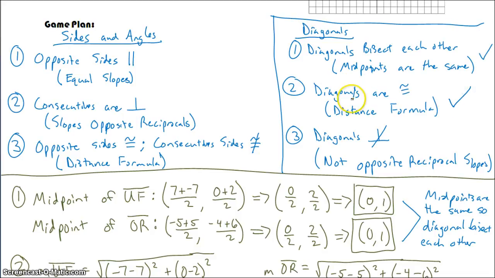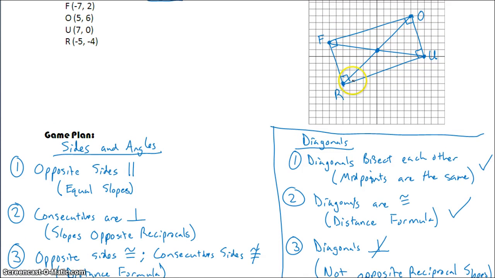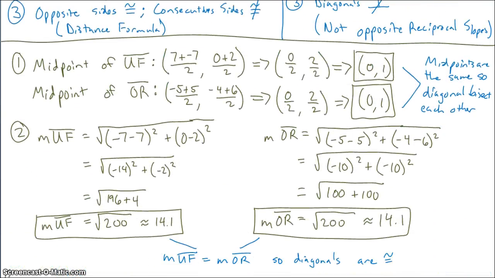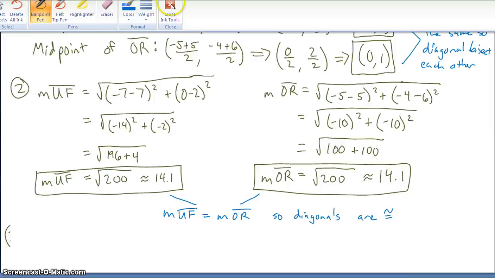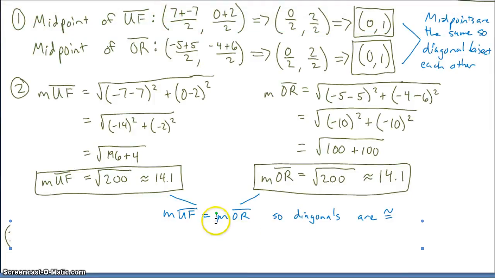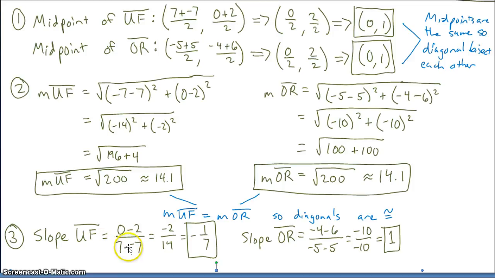Now I either have a rectangle or a square. To prove that I have a rectangle and not a square, I need to show that my diagonals are not perpendicular. To show that two lines are not perpendicular, I need to find their slopes. So that's my last step. I want to find the slope of UF and the slope of OR. To do that, I'm going to use the slope formula. Subtract the y's over subtract the x's. Notice that I simplified my answer, negative 1/7 and positive 1.